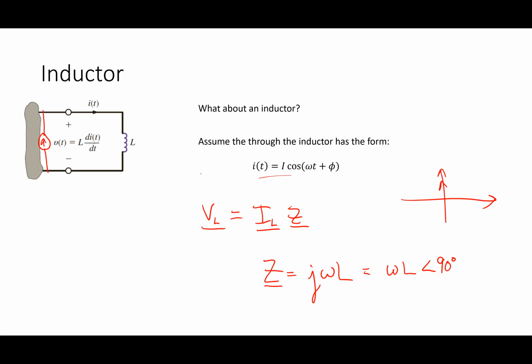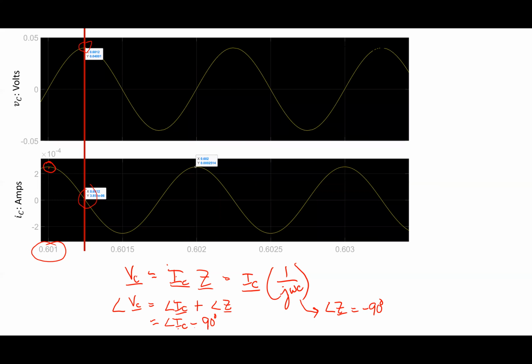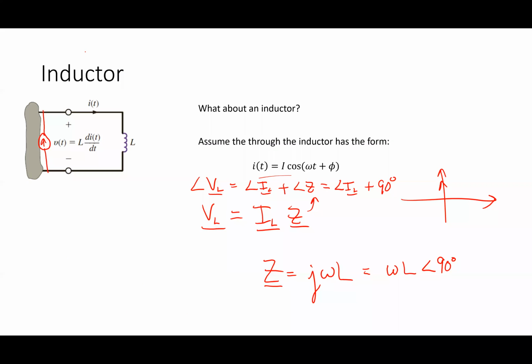I don't even like remembering that stuff. I look at it this way: the angle of voltage equals the angle of current plus the angle of Z, and the angle of Z is 90 degrees. So if I know the angle of the current, I add 90 to it to get the voltage. In the earlier case, the current was leading the voltage. In this case, the current is lagging the voltage.